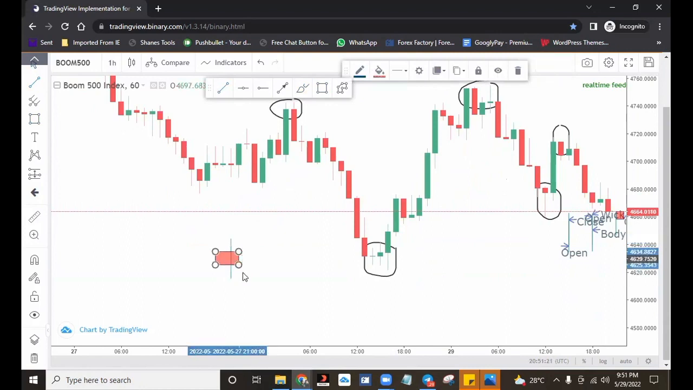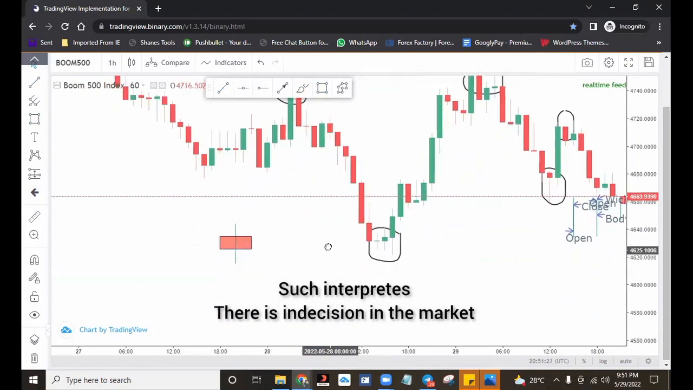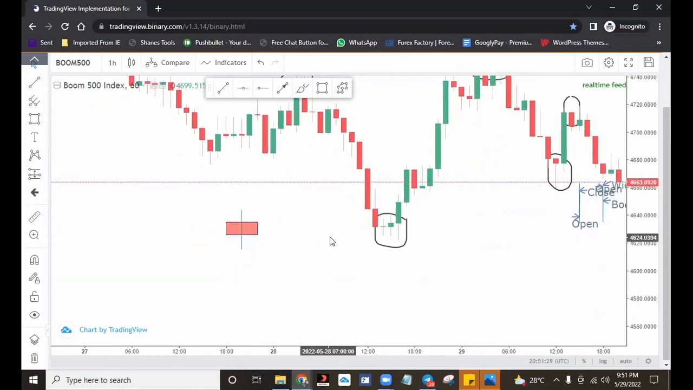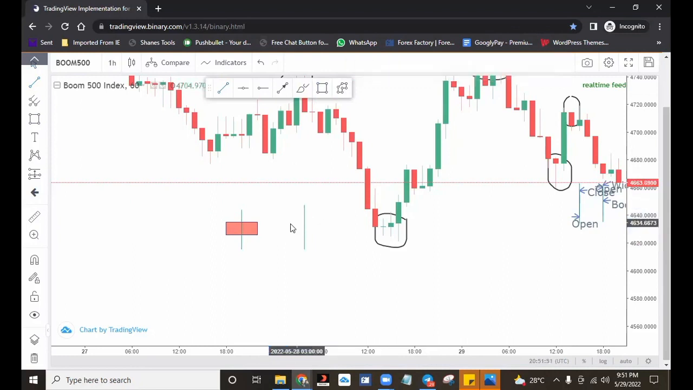This kind of candlestick is telling you that there is indecision in the market. Indecision in the sense that the bulls and the bears are not able to decide where they want to carry price to. When there is indecision in the market, there is every tendency that price might change movements, especially when you see this kind of candlestick that has a wick and the body of it is very, very tiny. Either you can slightly see the body, or sometimes you cannot see it at all.